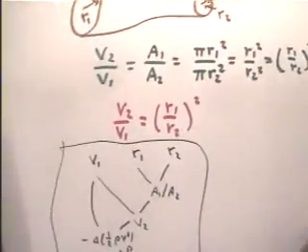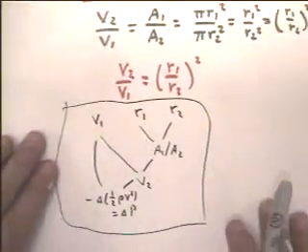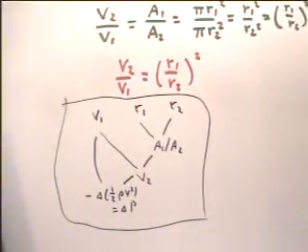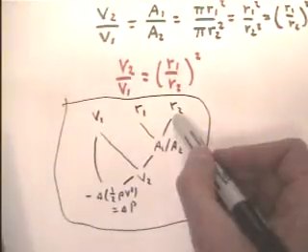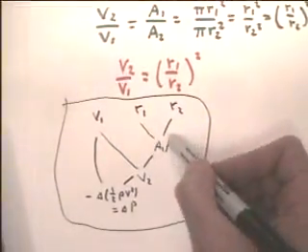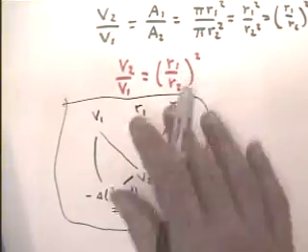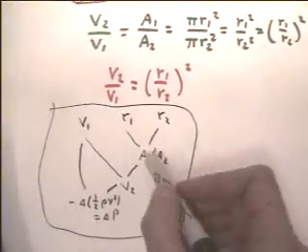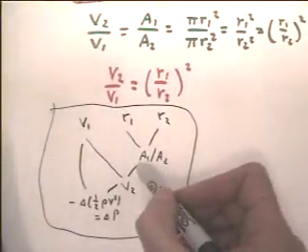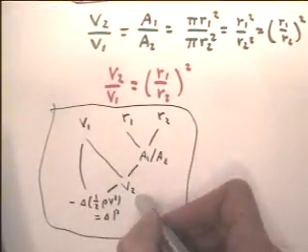Now in this problem we're given V1, R1, and R2, and our strategy is very similar to what we did before. From R1 and R2 we find the ratio A1 over A2, which is just R1 over R2, squared. That's your A1 over A2, as you see from up here. And then from A1 over A2 we multiply that by V1 to get V2. So A1 over A2 and V1 give us V2.